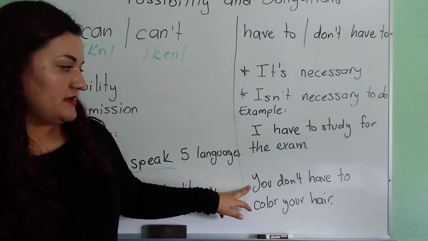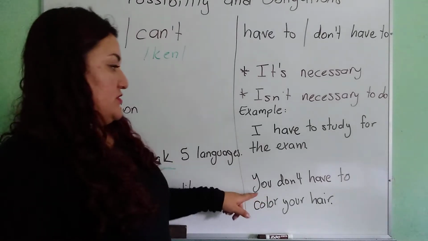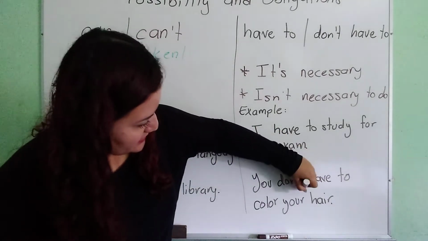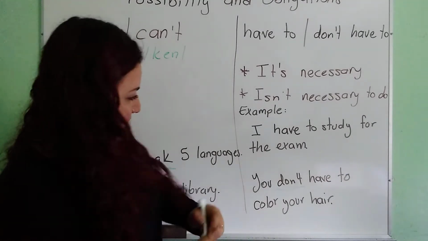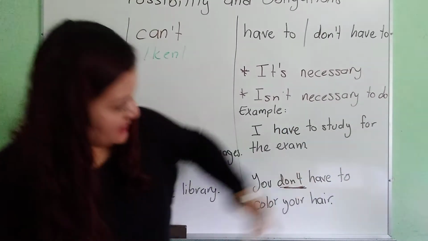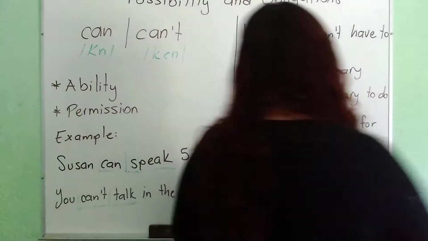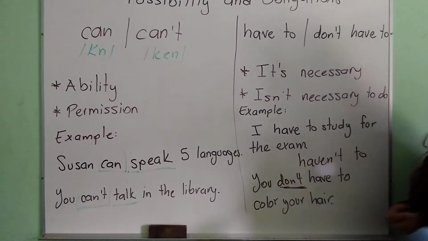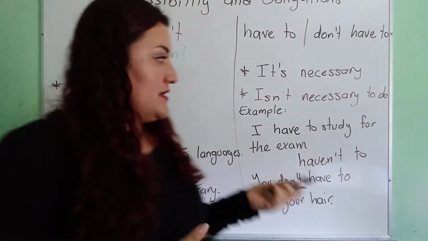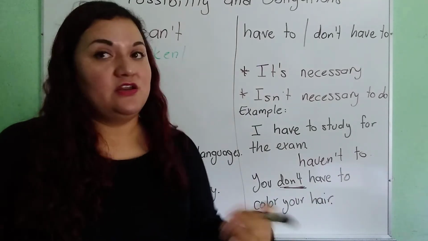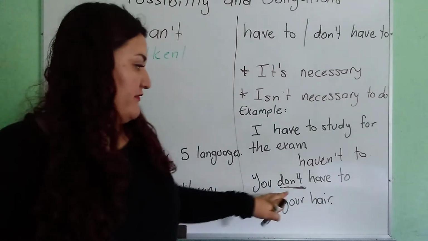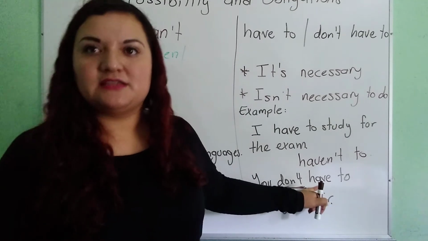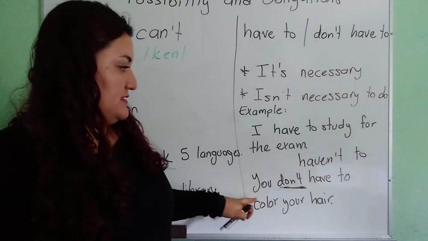And now what about the negative part? For example, you don't have to color your hair. If you're going to give the negative part, you have to add the particle don't, because if you write, for example, "you haven't to", it's not correct because you're talking about something in present perfect, not as an obligation, not as a modal verb. So every modal verb needs a particle or an auxiliary that lets me know that we are talking in negative form. So in this case this will be the correct one.